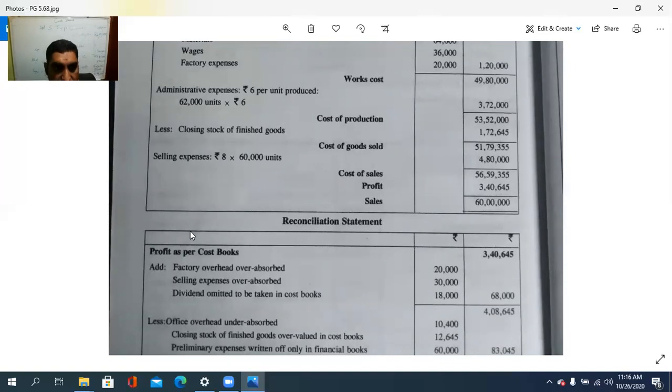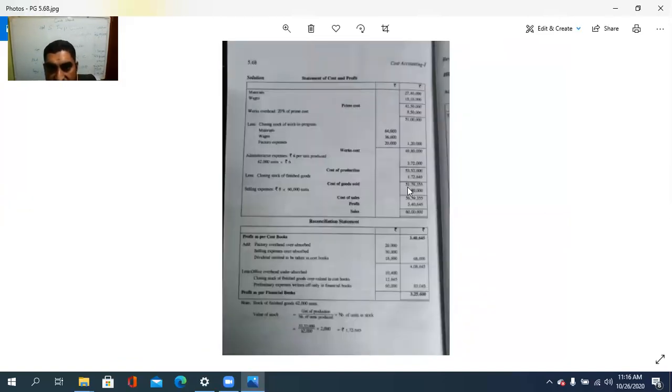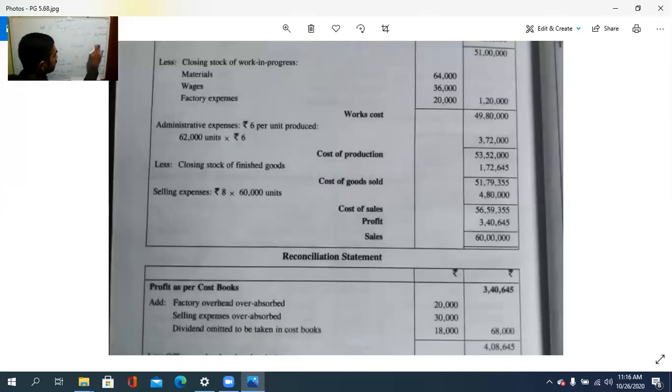Then sales is there. See, in the question there is sales of 60 lakh. So 60 lakh minus 56 lakh 59,355. So the profit is 3,40,645.